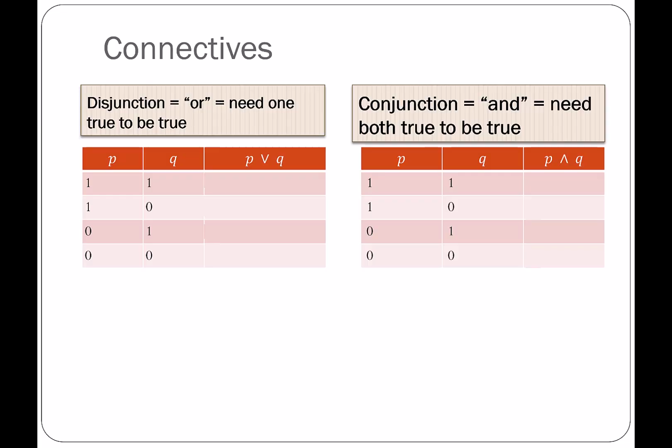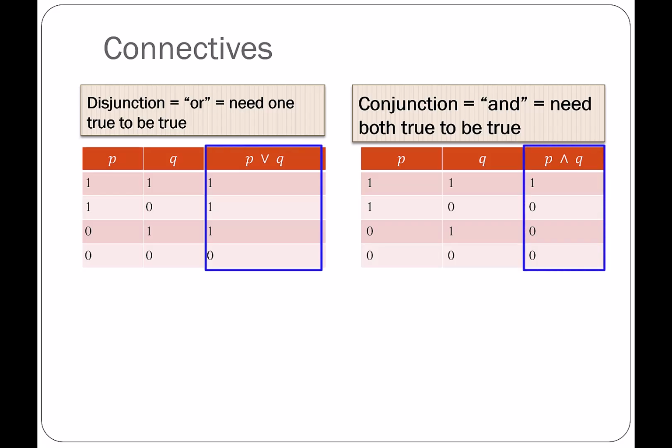Let's look at the disjunction, or. For or, you only need one of the statements to be true for the combined statement to be true. That means true or true is true, true or false is true, false or true is true, but false or false is false. Conjunction, and, is more picky. With and, you need both statements to be true for the combined statement to be true. That says true and true is true, true and false is false, false and true is false, false and false is also false. So with or, we see lots of trues. With and, we see few trues.